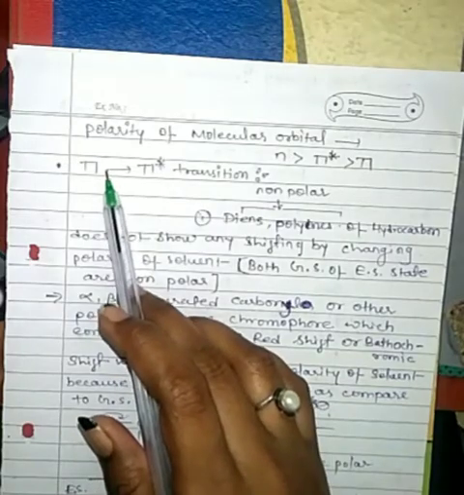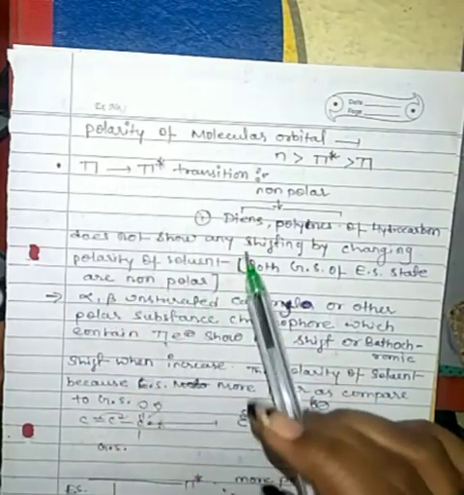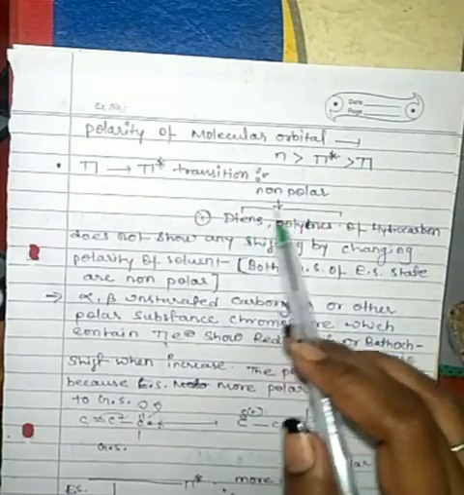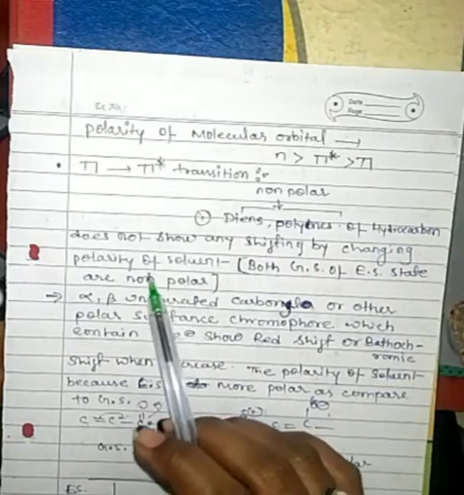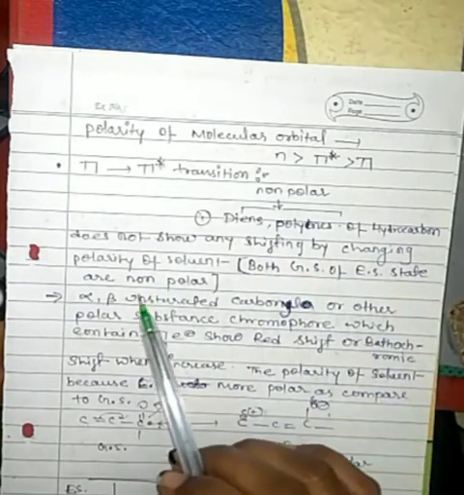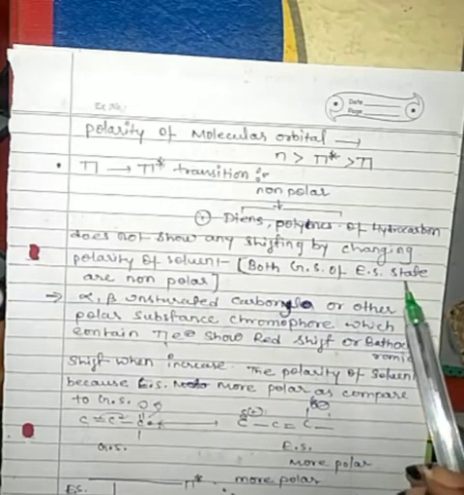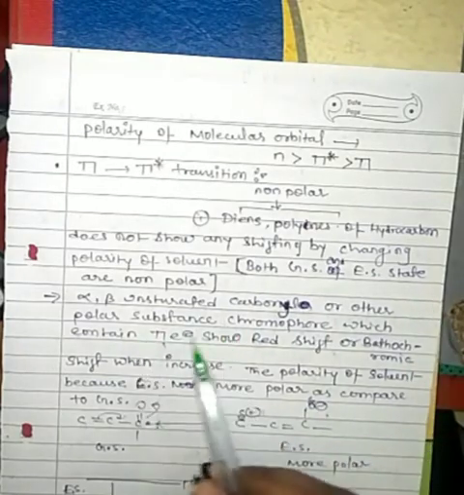And next we see the transition of pi to pi star. We take non-polar solvent, that is dienes and polyenes of hydrocarbon, which do not show any shifting by changing polarity of solvent. Both ground state and excited state are non-polar.